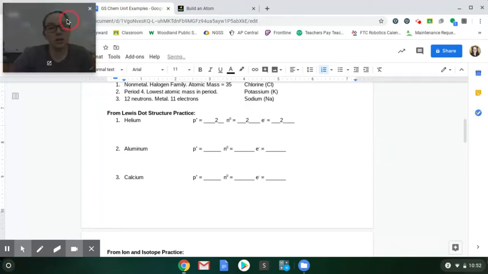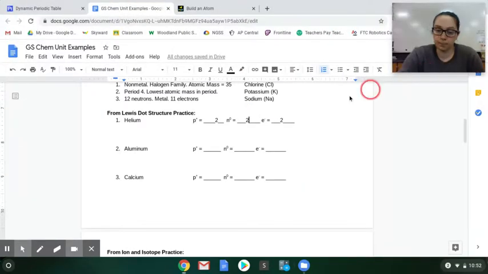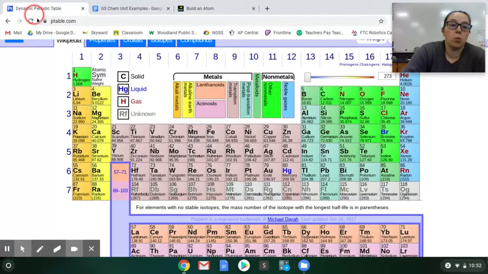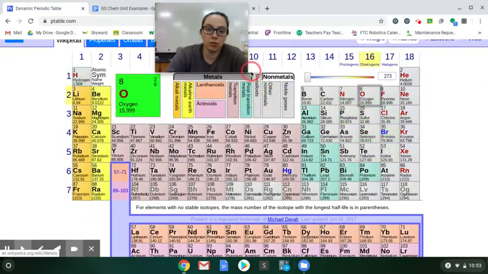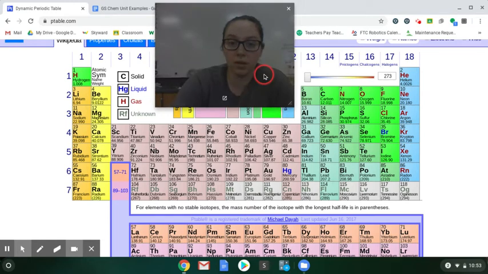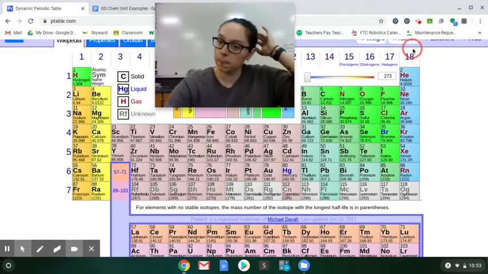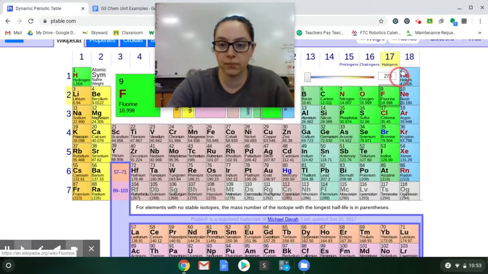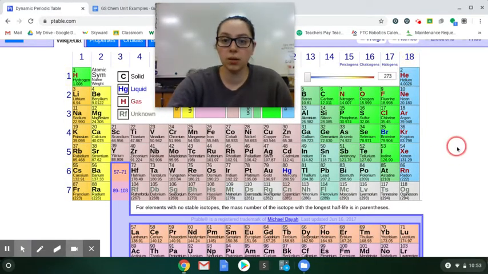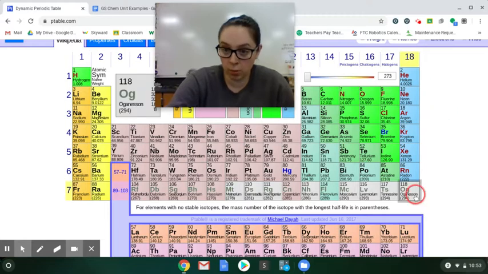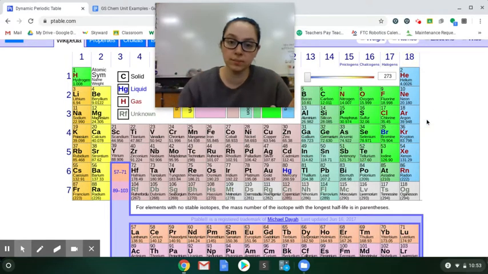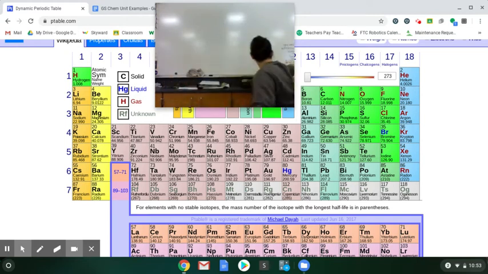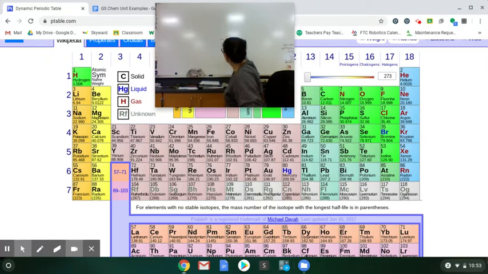Now here's where a majority of us goofed up, which is okay. We were talking about valence electrons. And valence electrons, remember, are the electrons on the outside of the atom, the very last shell. Helium is in group 8, or column 8. Most of these guys here are going to have 8 valence electrons, so their symbol for their Lewis dot structure is going to look like this. 1, 2, 3, 4, 5, 6, 7, 8.